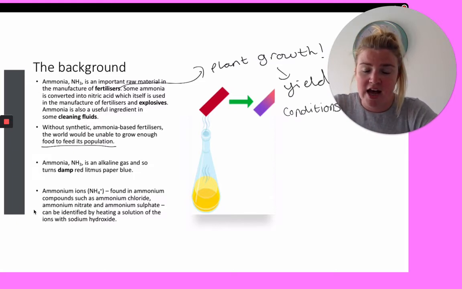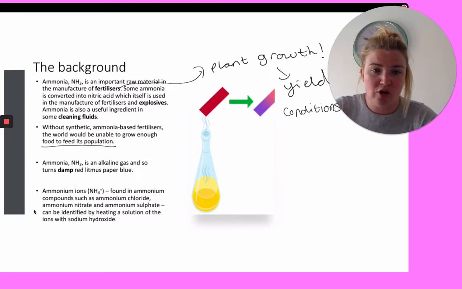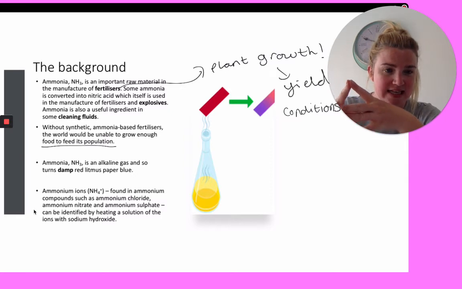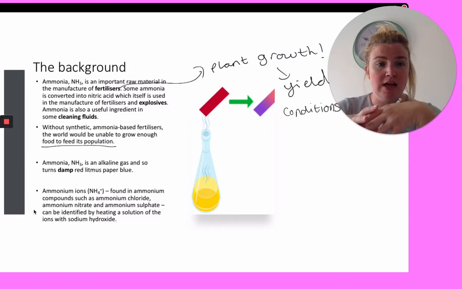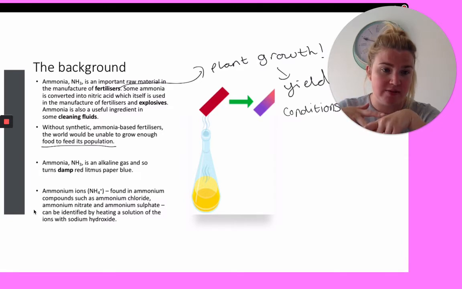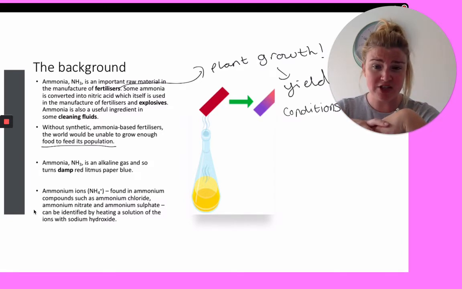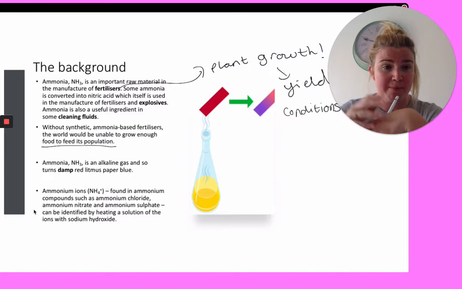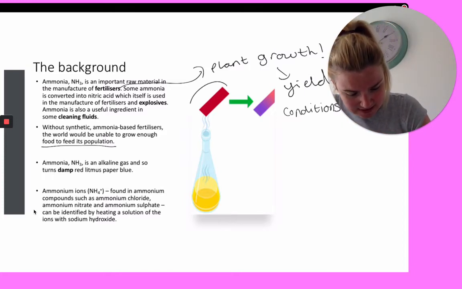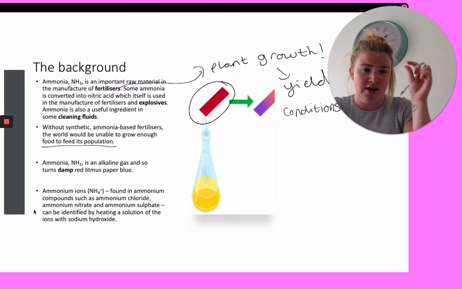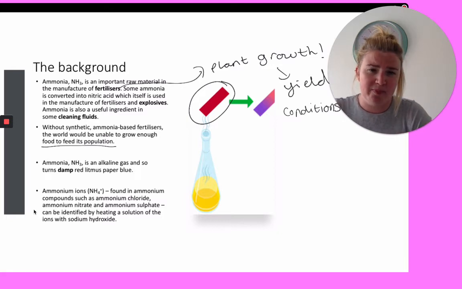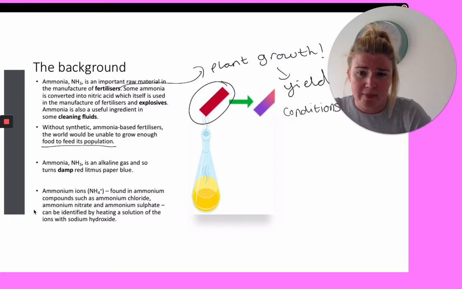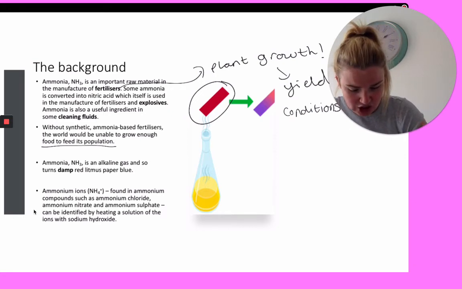The other thing you need to know about ammonia, you might be asked in the exam, is how we test for ammonia. So you've got a sample of gas. Ammonia naturally exists as a gas, and you want to make sure it's ammonia, not oxygen, not carbon dioxide. All you have to do is get a piece of damp red litmus paper. So you can see it here. Little bits of paper, you use them to test pH. If the ammonia gas gets onto the damp red litmus paper, it turns blue. Okay, so how do you test for ammonia?